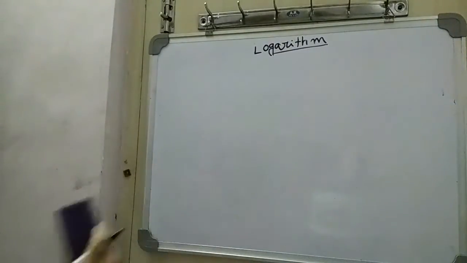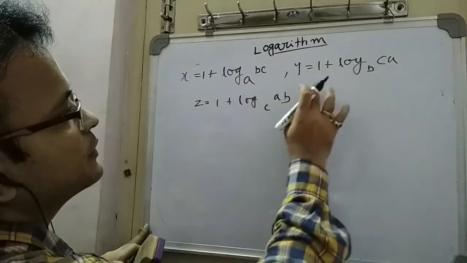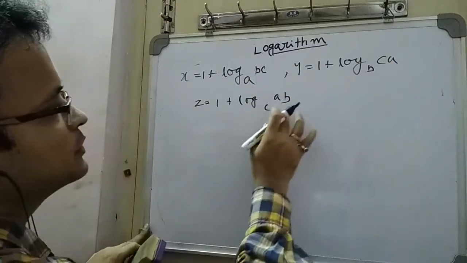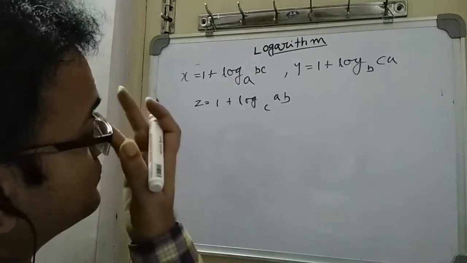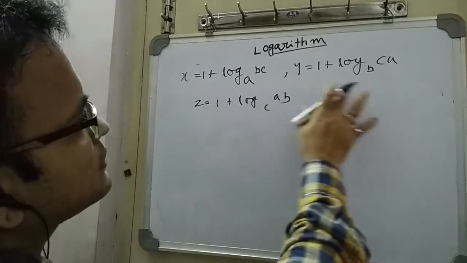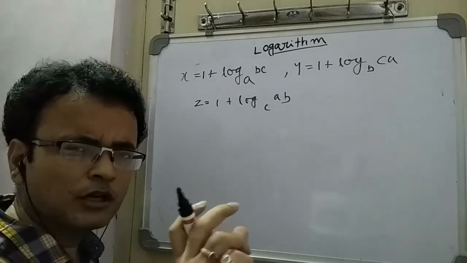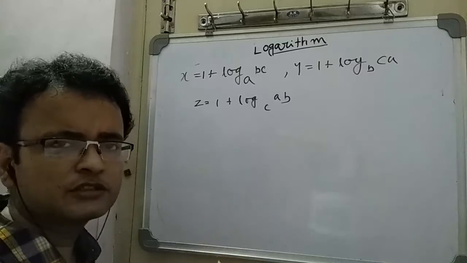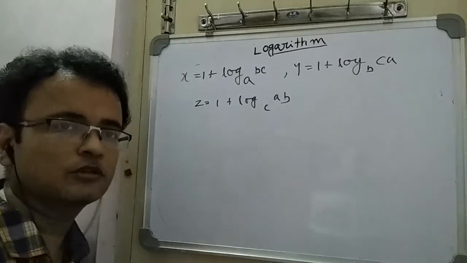That's it. See, now the problem is x equal to 1 plus log bc base a, y equal to 1 plus log ca base b, and so on. You need to find the relation between x, y, z. So you see the bases are changing. So you need to look at the problem and find some common type of either difference or some kind of relation from the problem, and use that one for the solution.